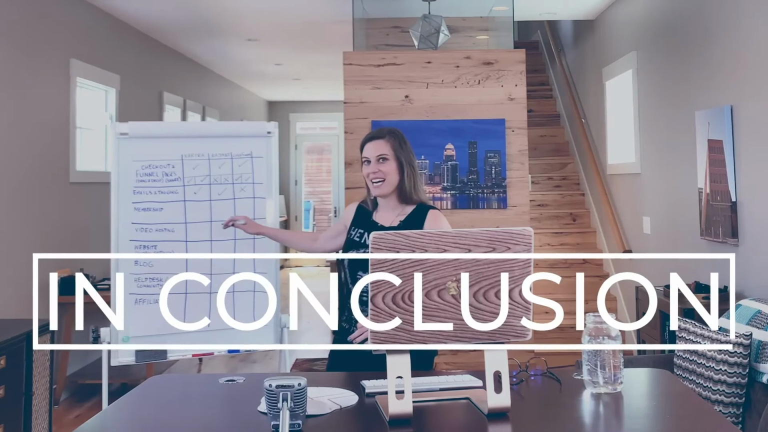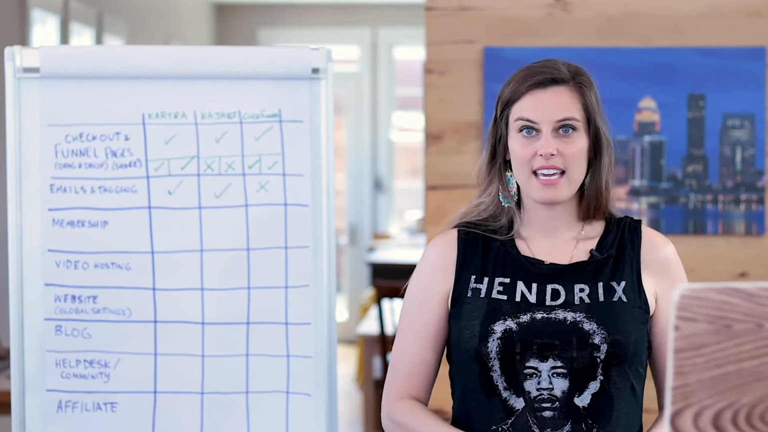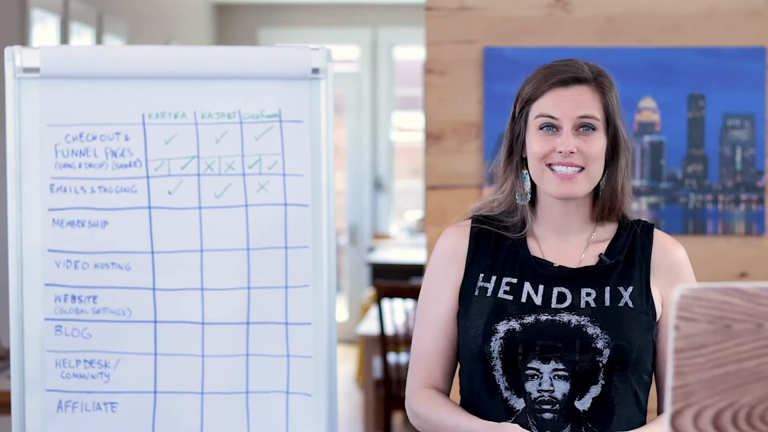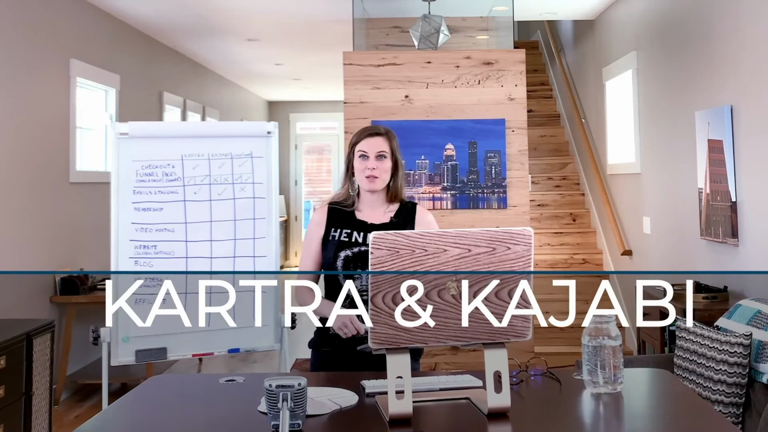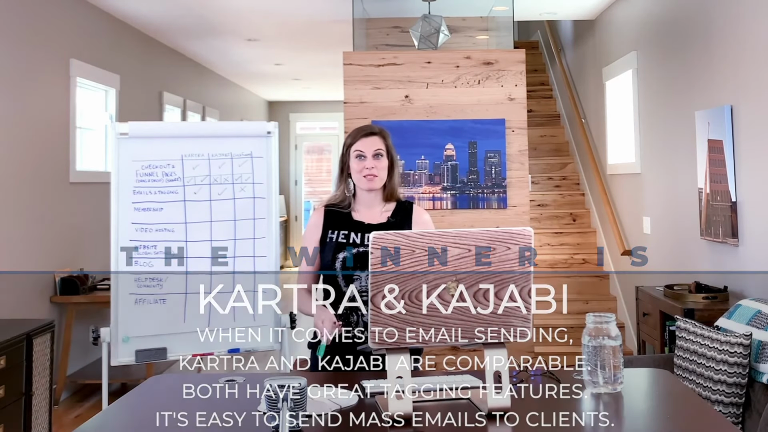So to recap, when it comes to emails and tagging, I definitely feel like this is where ClickFunnels is lacking, and they do have a $300 a month suite that keeps continuing to increase in price. And I've heard a lot of rumblings that it doesn't quite work the way people want it to. When it comes to email sends, Kartra and Kajabi are pretty comparable in terms of their deliverability, and I really like the tagging features in both of them. They're quite simple, and it's easy to send mass emails and automated emails to your customers and clients.